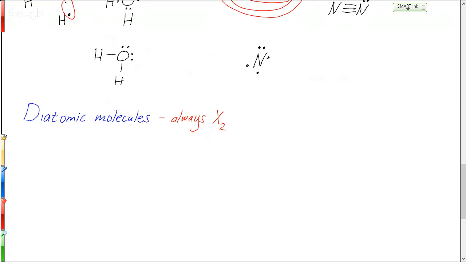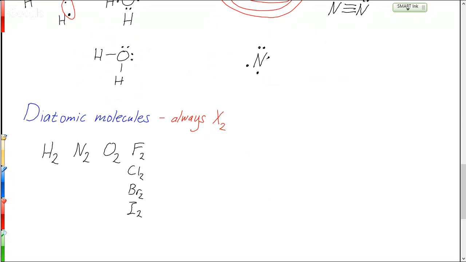The ones that do this are the ones that we've just been talking about, the ones that can share electrons to get to 8, or 2 in the case of hydrogen. So it's hydrogen, nitrogen, oxygen, and then the whole column 7A. So fluorine, chlorine, bromine, iodine.